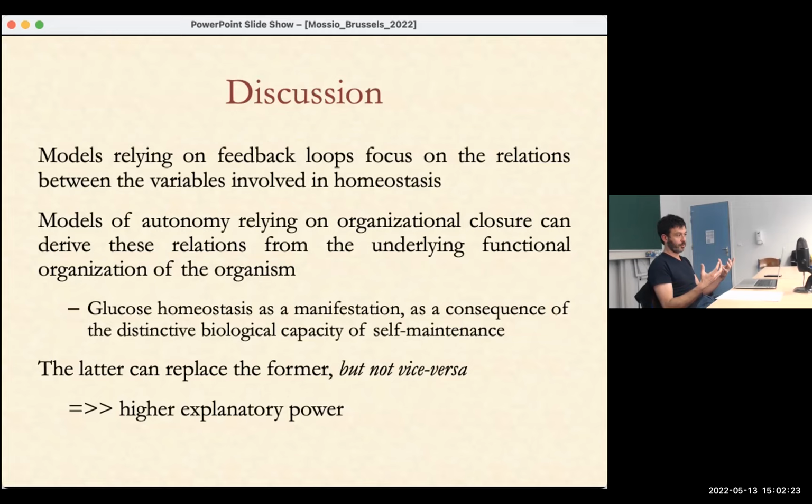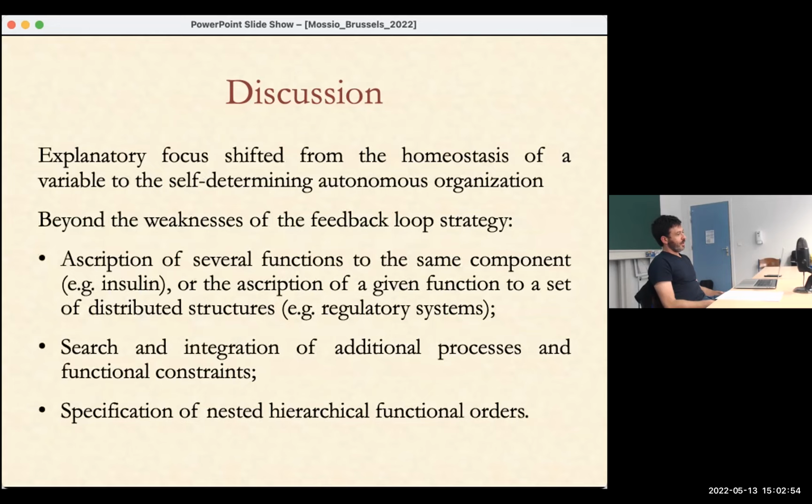The point seems to be that the latter can replace the former, so you can explain, at least in principle, what you explain with feedback loops with organizational closure, but not vice versa. Then the claim would be that we have more explanatory power with a model coming from autonomy than from just feedback loops. So that's the main claim, because the explanatory focus shifted from the homeostasis of a variable to the self-determining autonomous organization. It's because what you want to explain is different, even if not disconnected, of course.